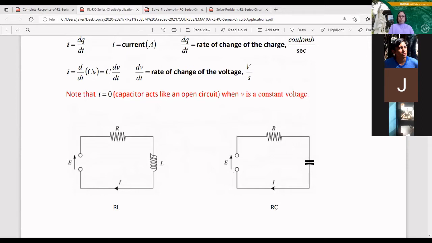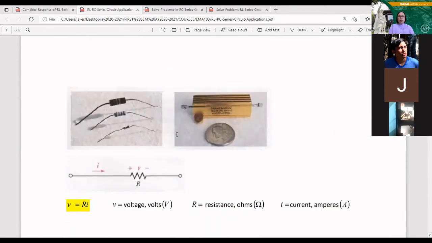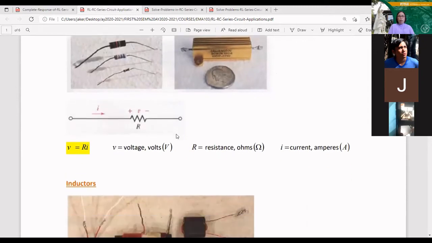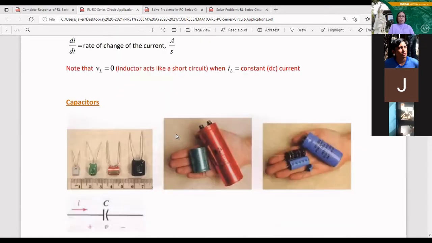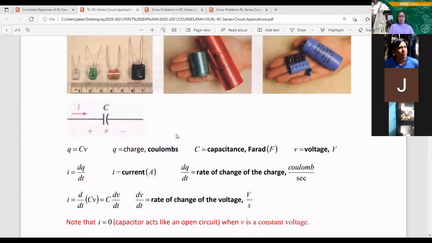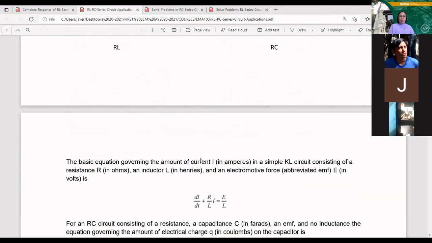Do you have any question as to anything here that I discussed so far? If there is none, I will presume that you have already taken this up in your physics, and this is not the first time that you have heard of this. So this is just a review. So no question in here. The limitation only is for these two circuits, RL and RC circuits. I think there's none, so I will proceed.